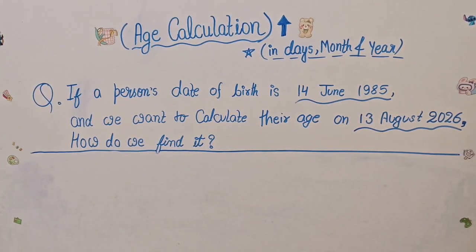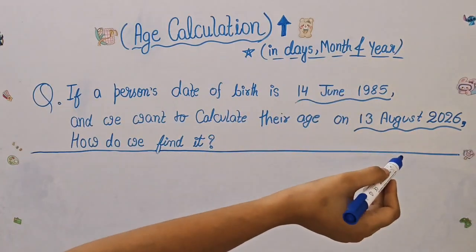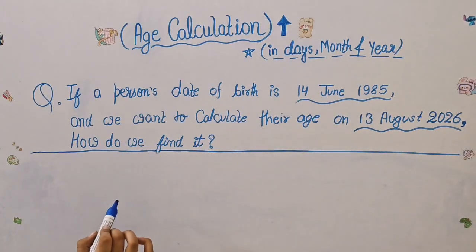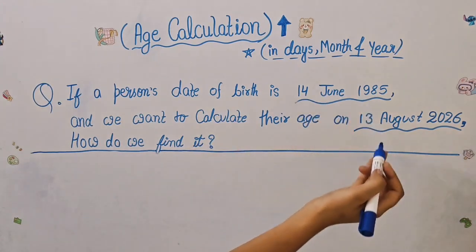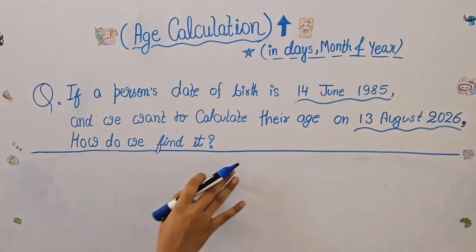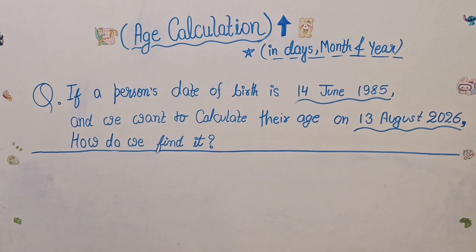In today's video, we are going to learn a very simple and useful method to calculate someone's exact age in days, months and years. For example, if a person's date of birth is 14 June 1985 and we want to calculate their age on 13 August 2026, how do we find it? Let's understand it step by step.